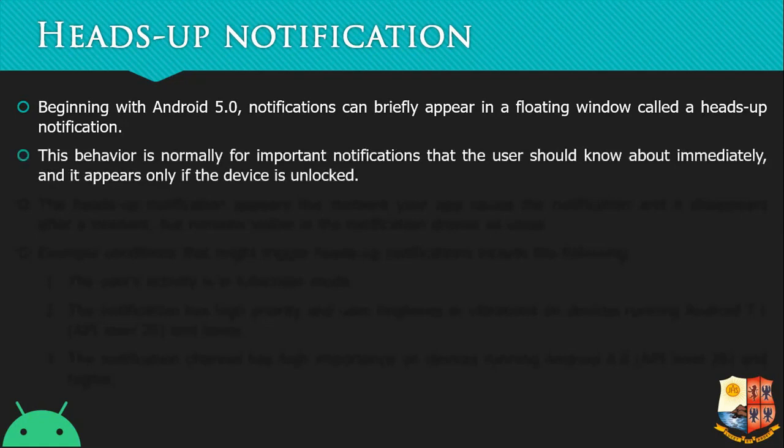Normally it is for important notifications where you would like the user's attention. You want to let the user know immediately that a notification has been delivered. It should only appear when the device is unlocked, which means when it is open. If it is locked, I don't want to show a heads up notification. Rather, I'll just say that a message has come, a notification is there. You'll have to open or unlock the phone to see the message.